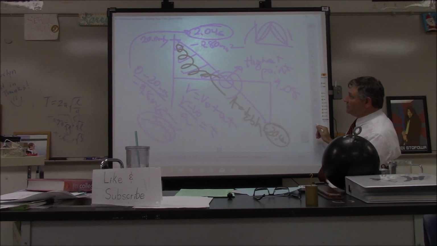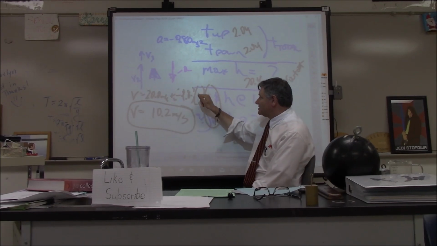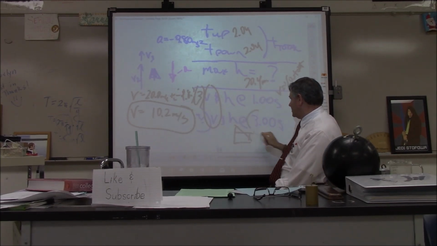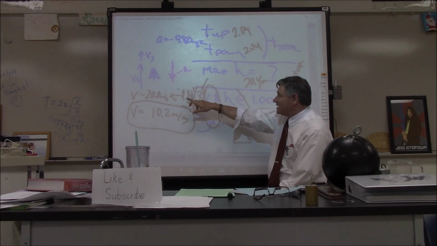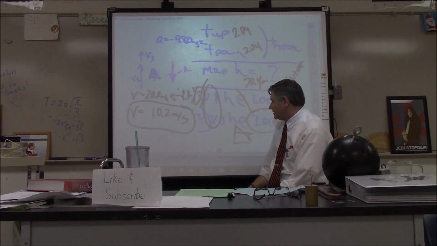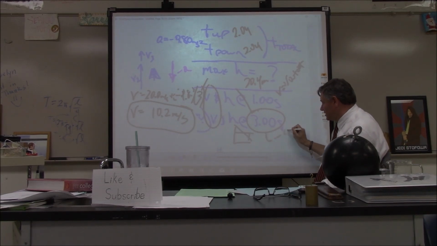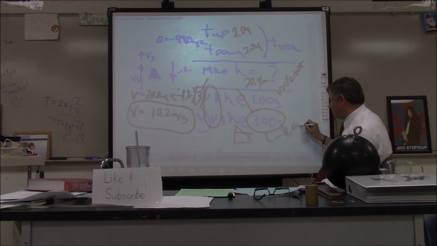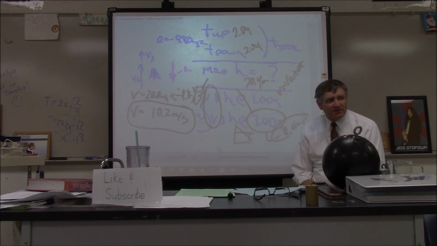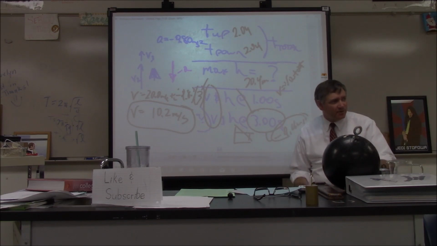So the only thing that changes is that now I'm going to put in 3 seconds. So somebody take 20 plus negative 9.8 times 3. What'd you get? Negative 9.4. Does that make sense? Why that's negative? Yeah, because now we're on the way down, and it's negative 9.4.